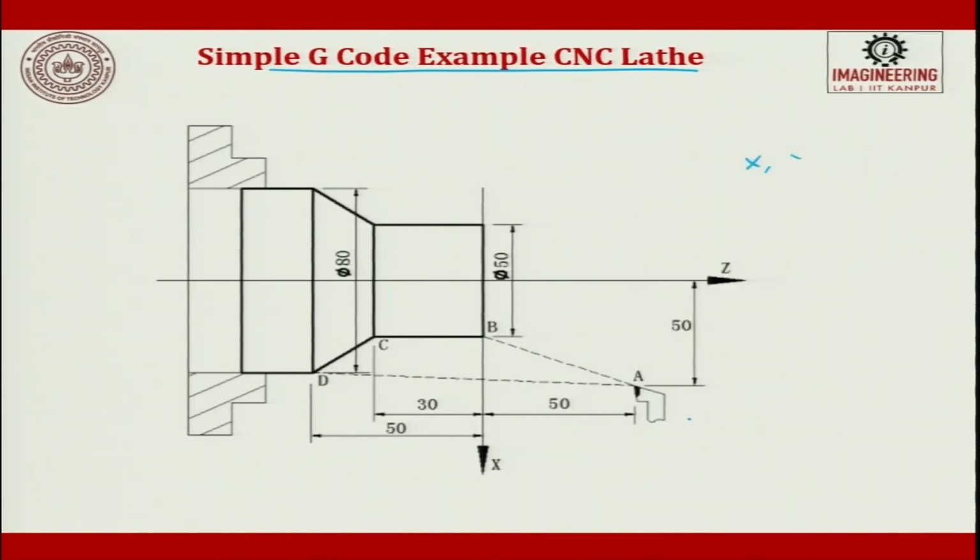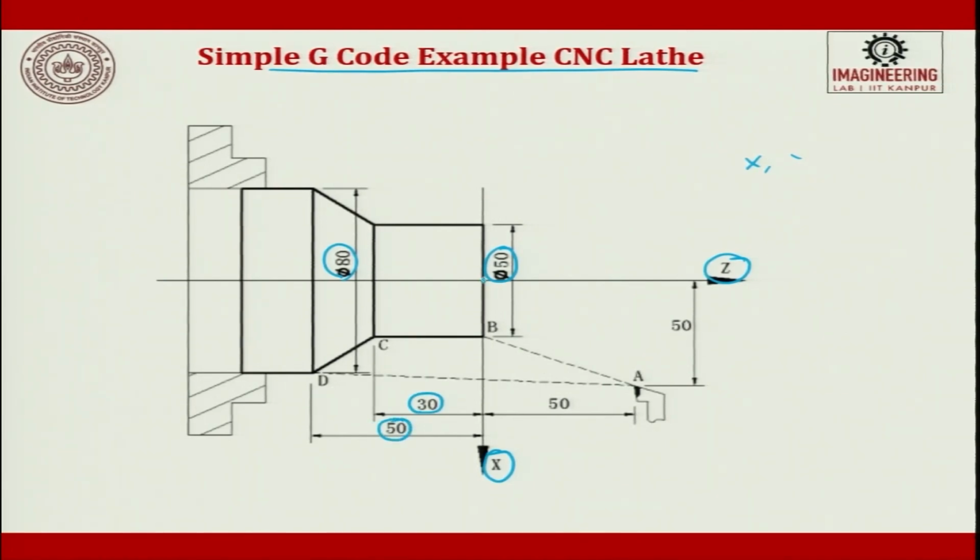In turning we will have only two axes. This axis is called the Z axis and this axis is called the X axis. If you look at the complete component, the component has to be faced and then turned, then you will have a taper in the turning and then finally you make it. The larger diameter is going to be dia 80 and the smaller diameter is going to be dia 50. The length of the shaft, whatever you have made, is going to be 30 and this length is going to be 50.